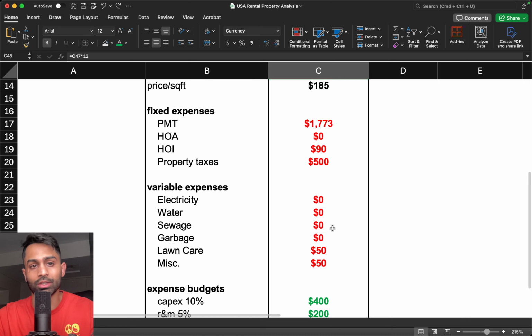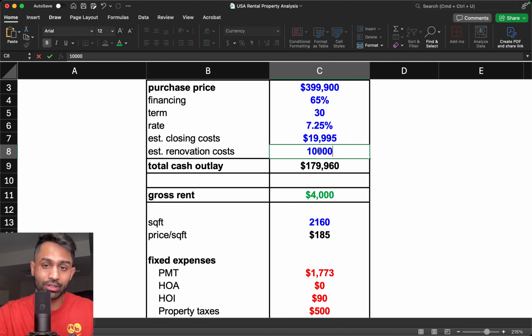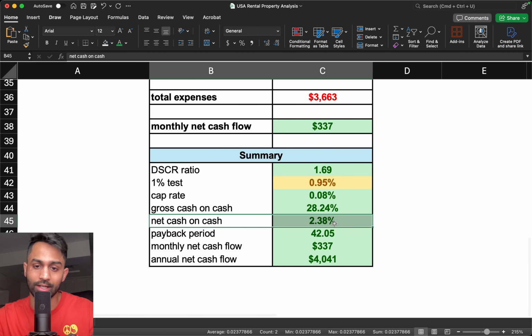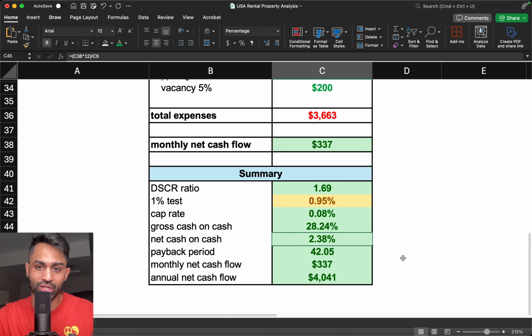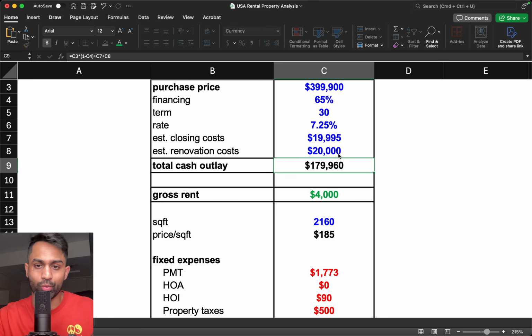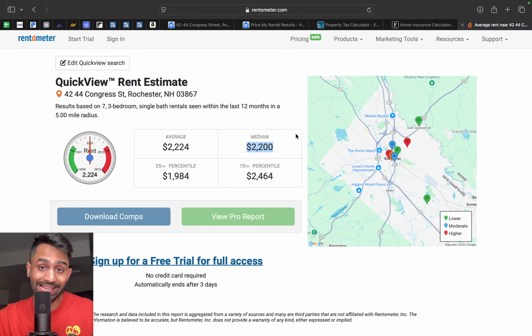Now, if the renovation cost is not as high as $20,000, let's say I can get things done for $10,000, then of course we're looking at a net cash on cash slightly increasing to 2.38% for this property. So right now we're going to put it back to $20,000. Now, really, it's the gross rent which is the big game changer.